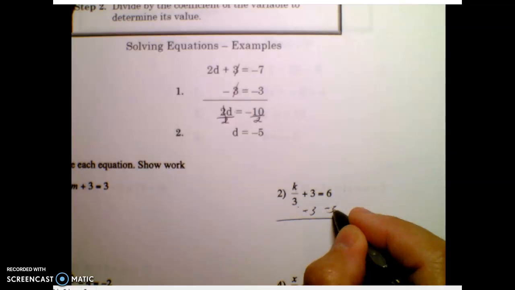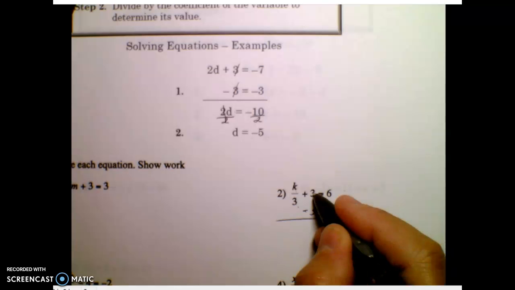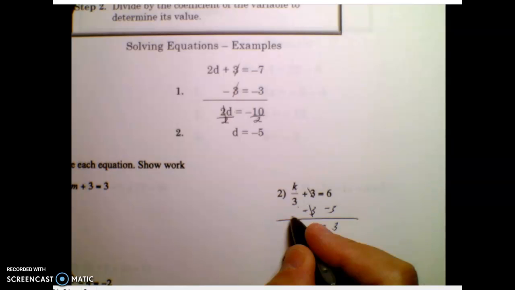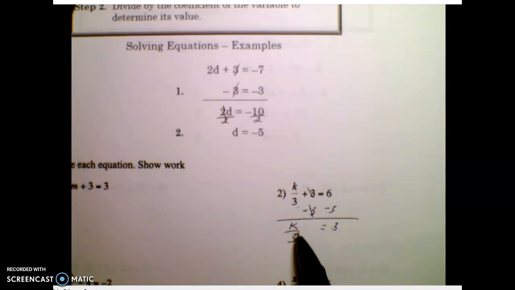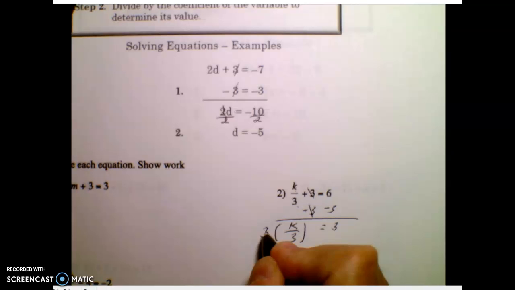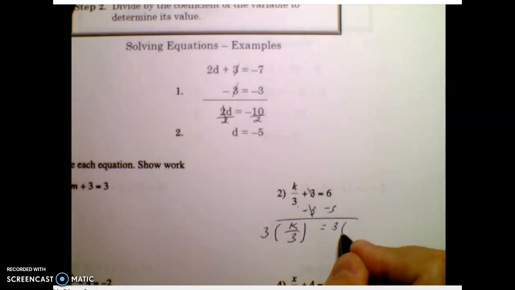Here I have 6 minus 3 is 3. I'll bring down my equal sign. A positive 3 and a negative 3 when I add them together is 0. And I'm left with k over 3. That's a division problem. The opposite of divide is to multiply. So I'm going to multiply this side by 3, and I'm going to multiply this side by 3.